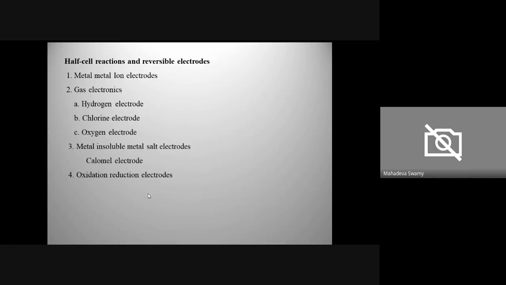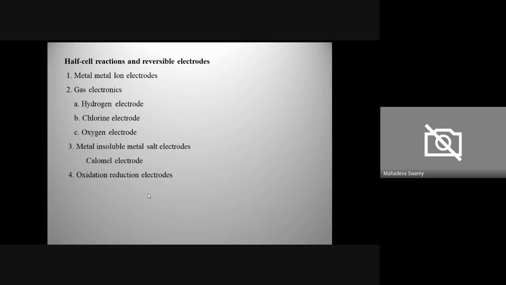So we know the concept of cells. For example, you take Daniel cell: anode of cell, cathode of cell, zinc of cell, then copper of cell we are getting. So generally we are taking cell reaction and reversible electrode. Metal ion electrodes we know. What is that metal ion, guys? Zinc is a metal. Zinc sulfate is the ion, metal ion electrode. So that is the cell. Then copper sulfate is a metal ion, Cu2+. So this is the type of electrode.